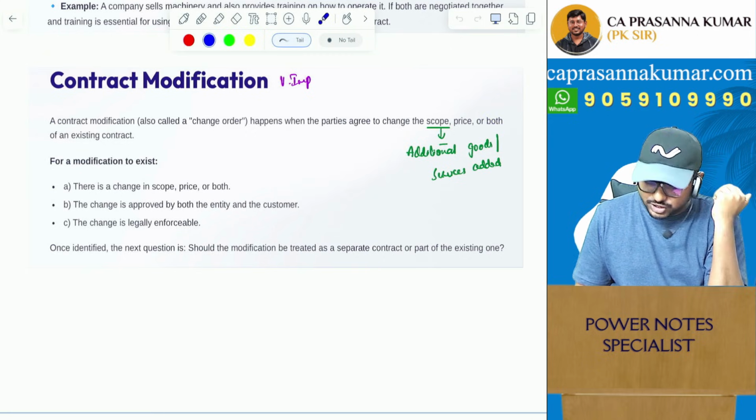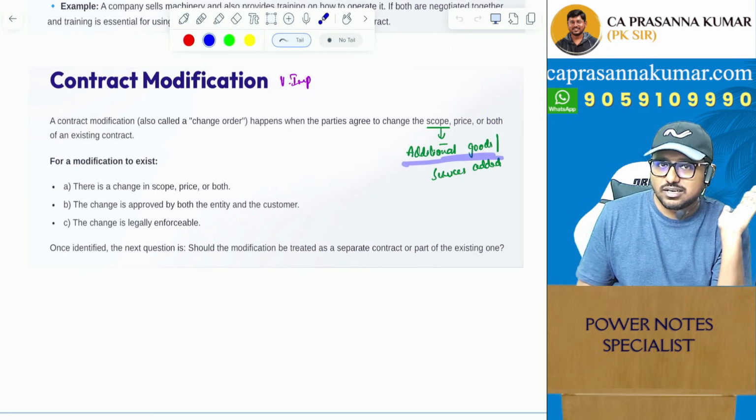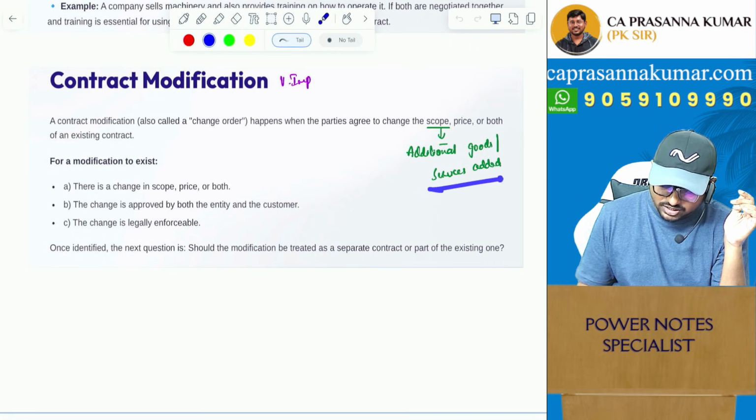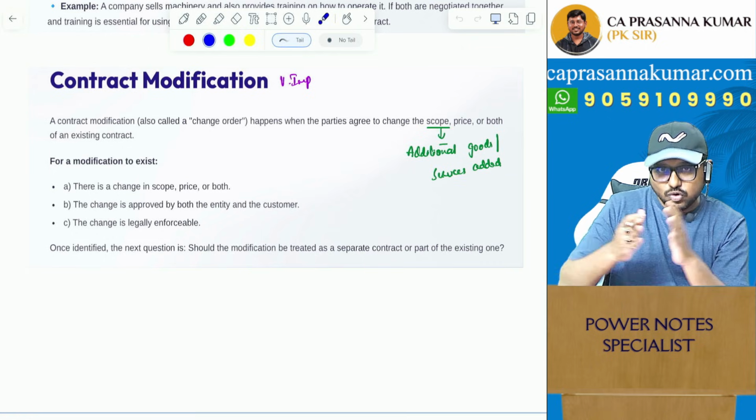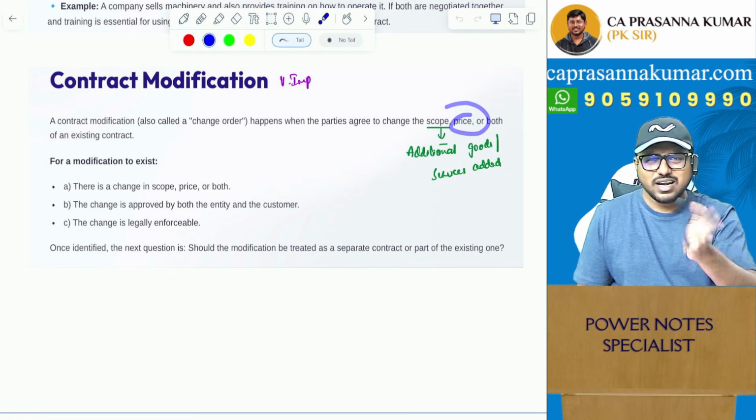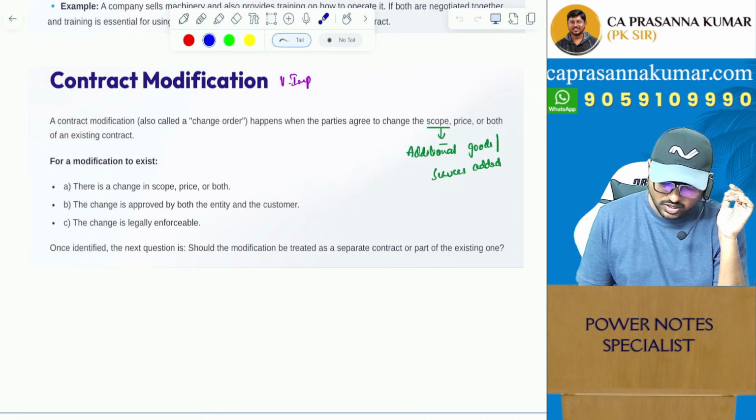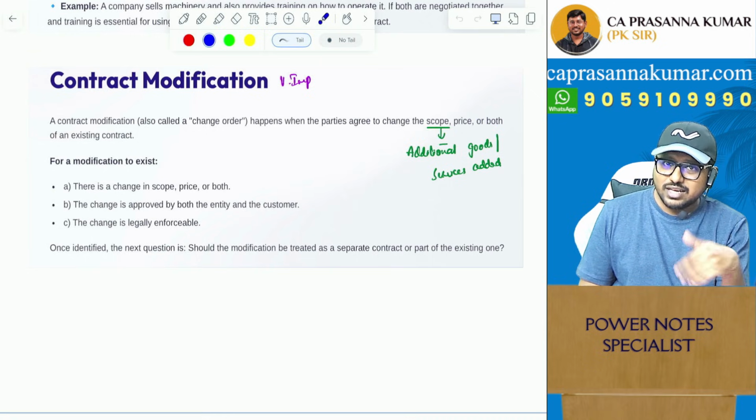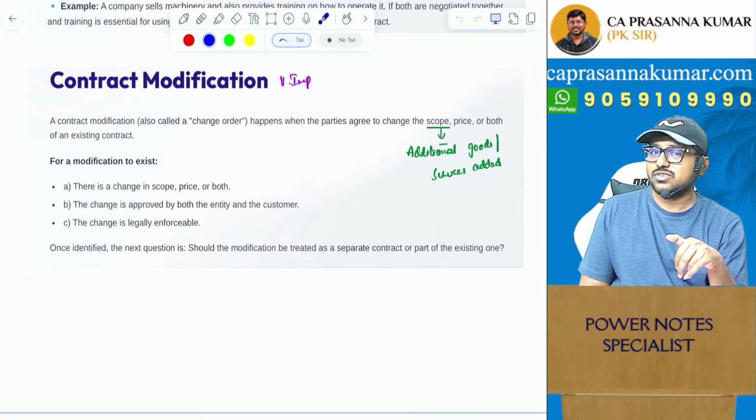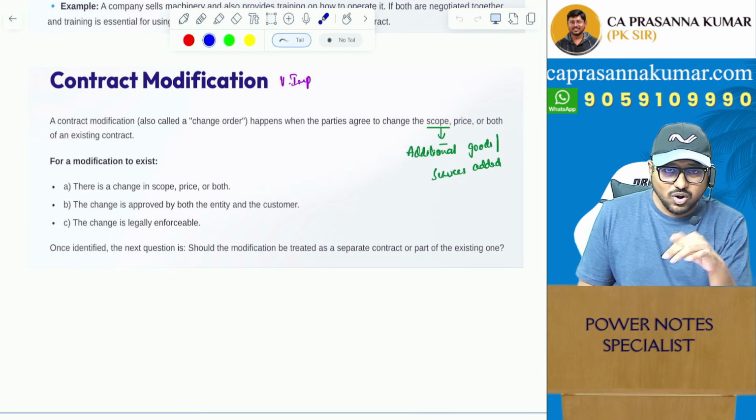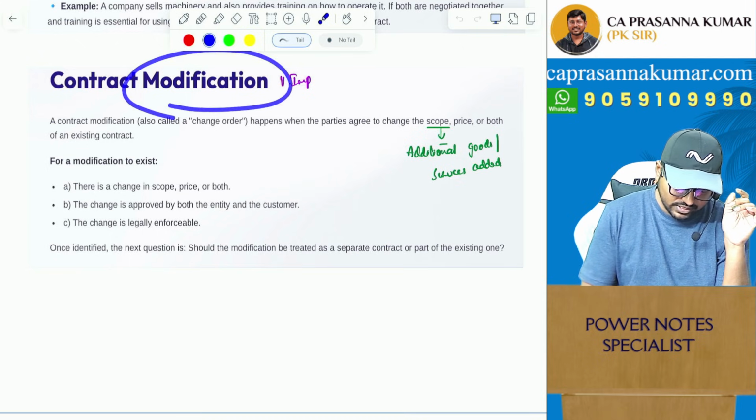What do you mean by scope change? Scope change means additional goods are added to the existing contract, or additional services are added. Then the scope changes. Price change means the price will increase or decrease. If either additional goods or services are added, or the price is increased or decreased, in either way, contract modification is happening.